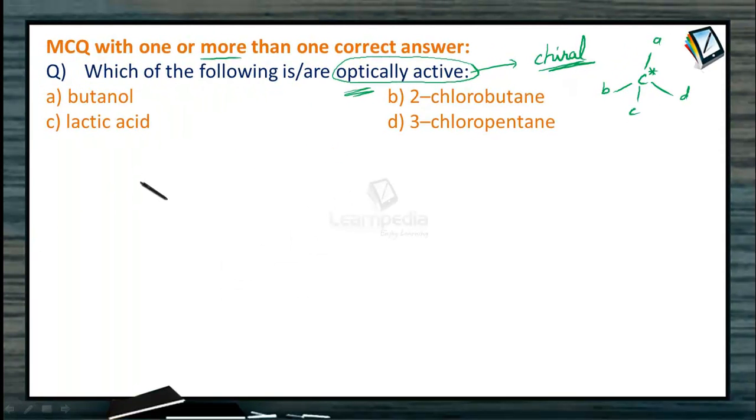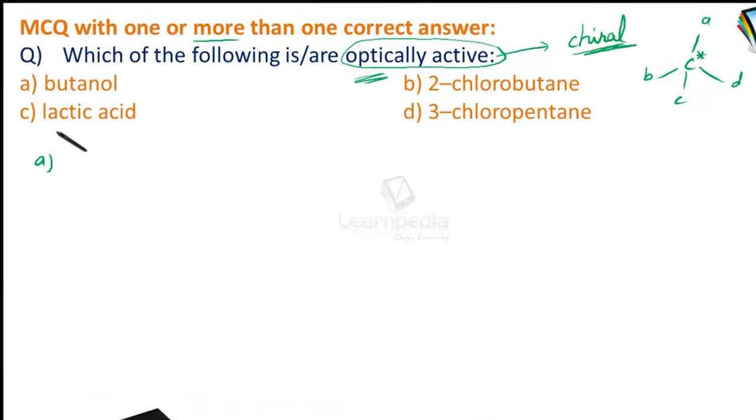So for this one, we need to write down the structures of all these 4 compounds and identify whether they are chiral or not. First, let us write the structure of butanol, and it is like this: CH3, CH2, CH2, CH2, OH. So is there any carbon which is attached to 4 different atoms or 4 different groups? No, isn't it? Because here the carbon is attached to 3 hydrogens, and here the carbon is attached to 2 hydrogens. Same with the case of these 2. So that is the reason why this is achiral.